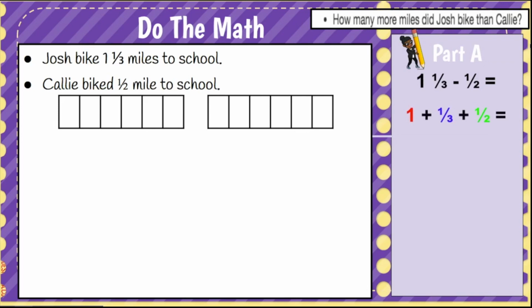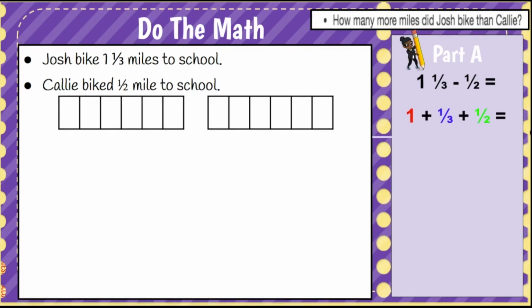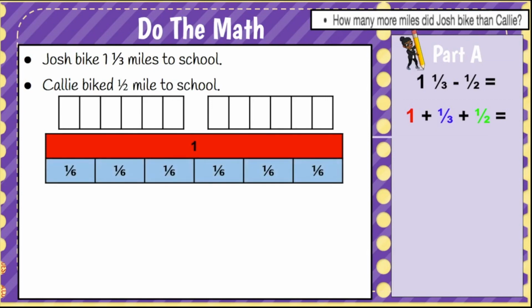We can start by decomposing 1 1/3 into 1 plus 1/3. Before adding and subtracting fractions, we must have common denominators. We can replace the unlike denominators with equivalent fractions with the same denominator. Let's ask ourselves how many sixths are equivalent to 1 whole, 1/3, and 1/2. Look at these fraction strips. A whole partitioned into 6 equal parts shows that 6/6 is equivalent to 1 whole.